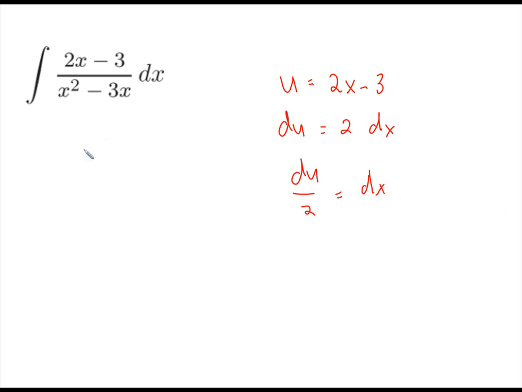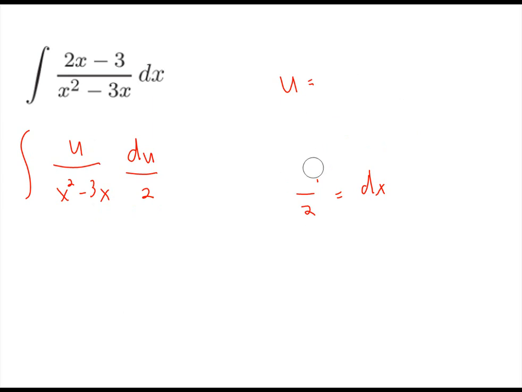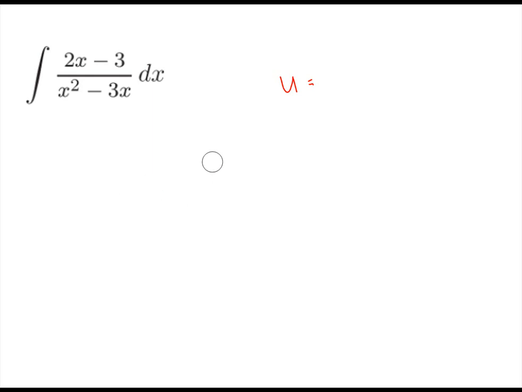But if we make this substitution now, you would end up with u over x squared minus 3x, and then the dx we substitute with du over 2. So you notice this doesn't help you. When the x's don't cancel out and you're still left with x's, that means you've probably chosen the wrong u. So this doesn't help you. Whenever that happens, that means you chose the wrong thing to be u.